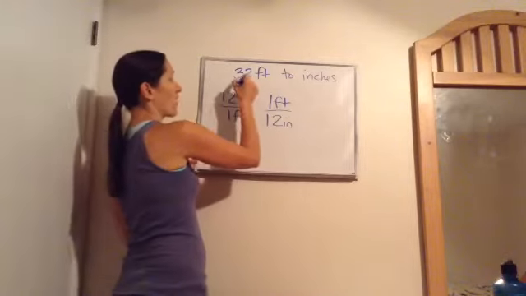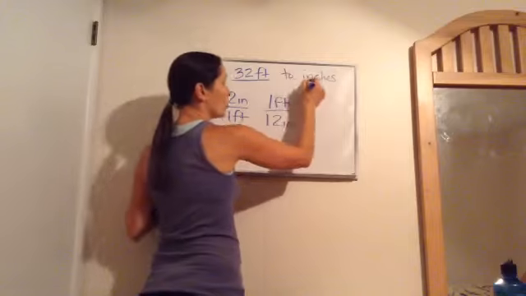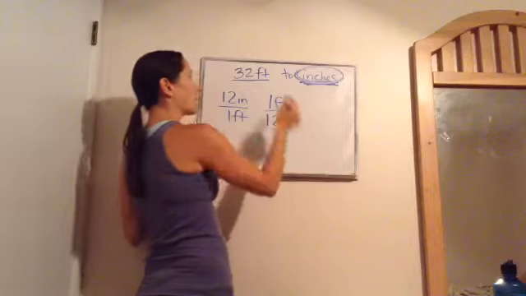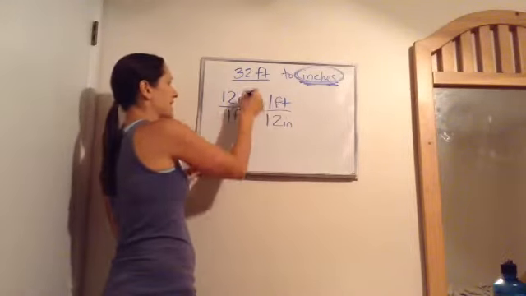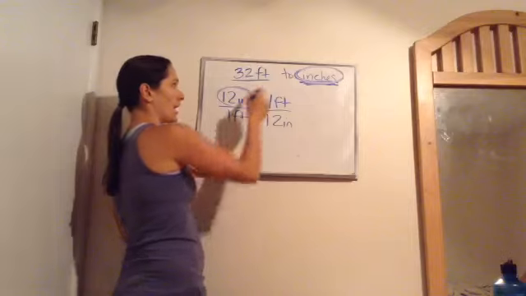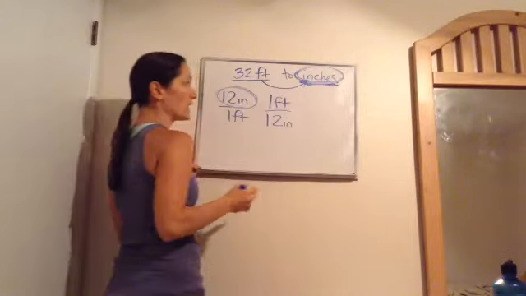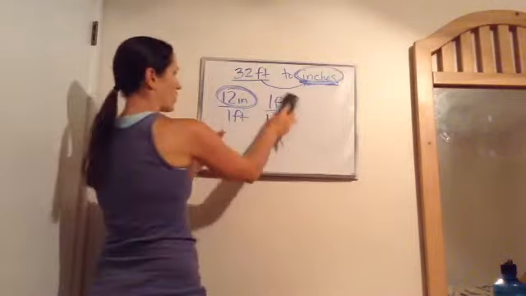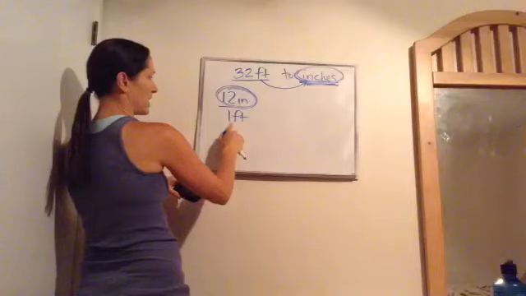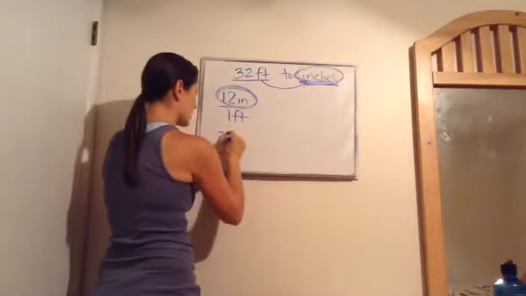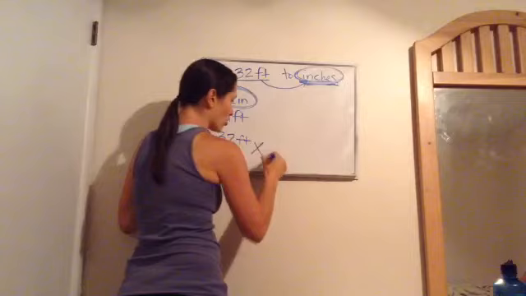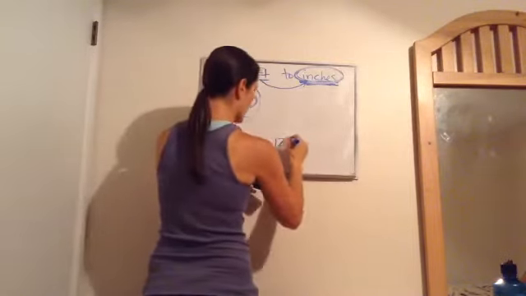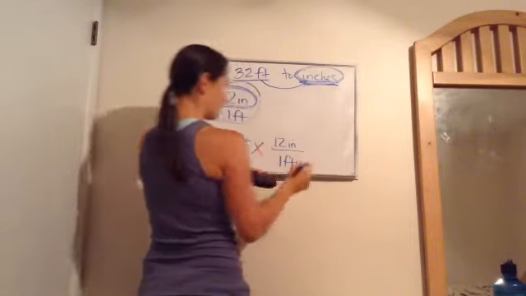Now, if I'm going to convert this 32 feet to inches, because I am converting it to inches, I'm going to use the one that has the inches on top. I'm converting this feet into inches. And because inches on top, that's the one I'm going to use. So watch what I do. I erase this unit multiplier because we don't need it. We need this one. And I'm going to take 32 feet, and you're going to multiply it by this unit multiplier. 12 inches over 1 foot.